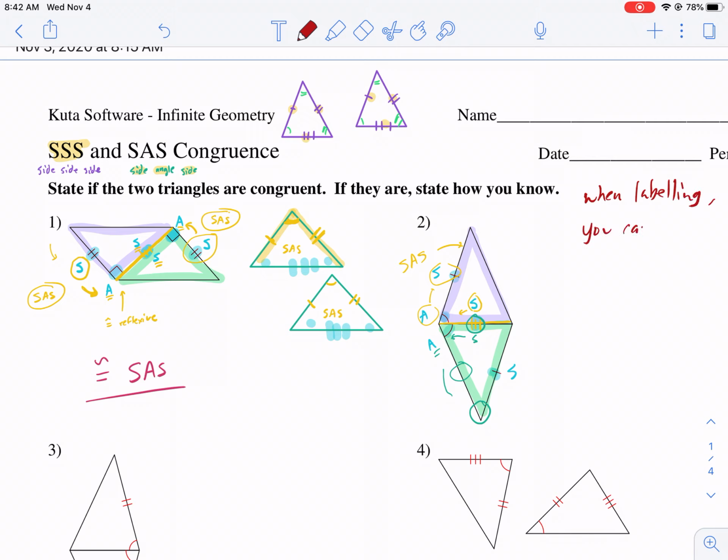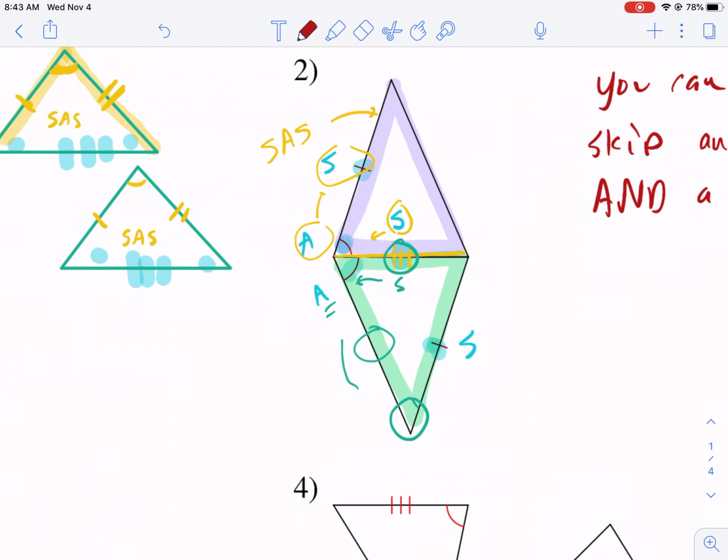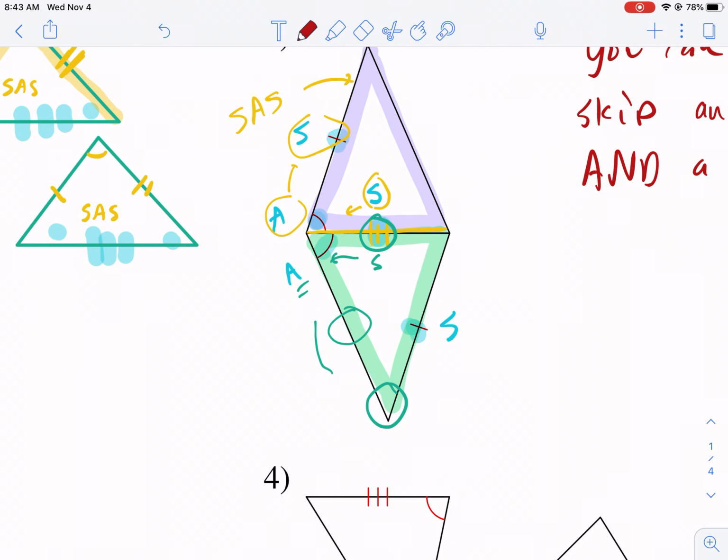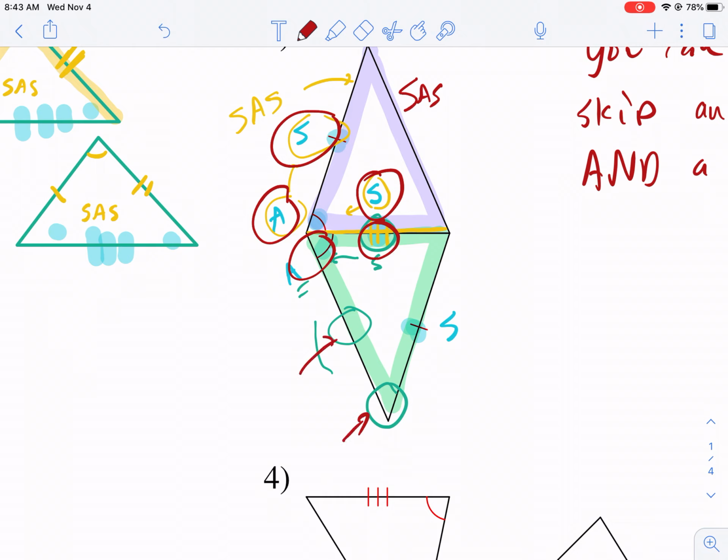you can never skip an angle and a side. Okay, you can't do that. You can't skip two things. Okay, because we skip, that's too many. Okay, so this one doesn't match as we had side, angle, side, all in a row, SAS. But this one we have side, angle, and the side's missing. There's missing, so it's not the same.